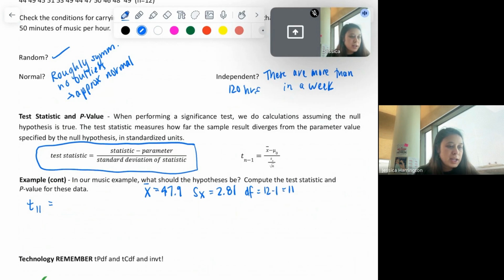Is there anything else we need? We need n, but we already have it. Oh, and then what does this mean? That's the thing we're testing, which is that they are claiming there's 50 minutes of music. Okay.